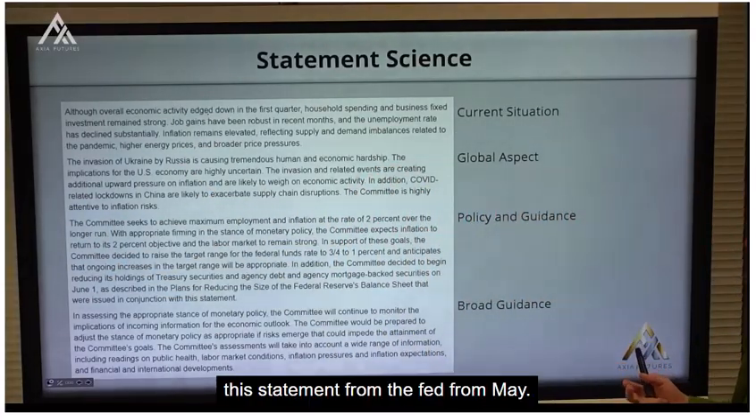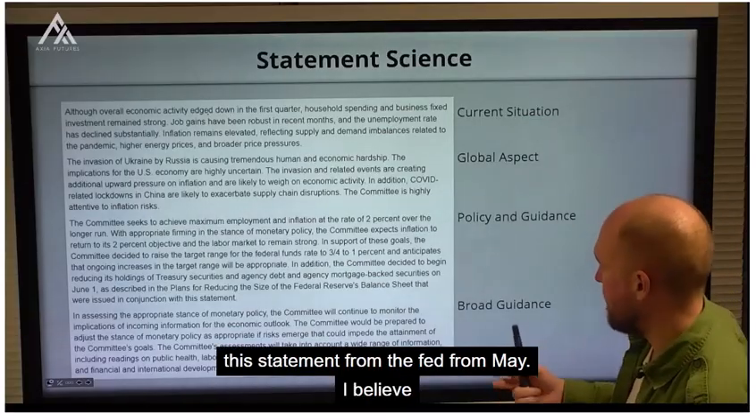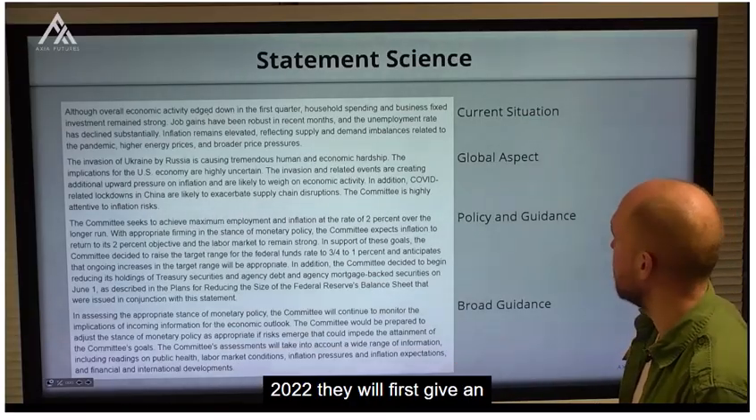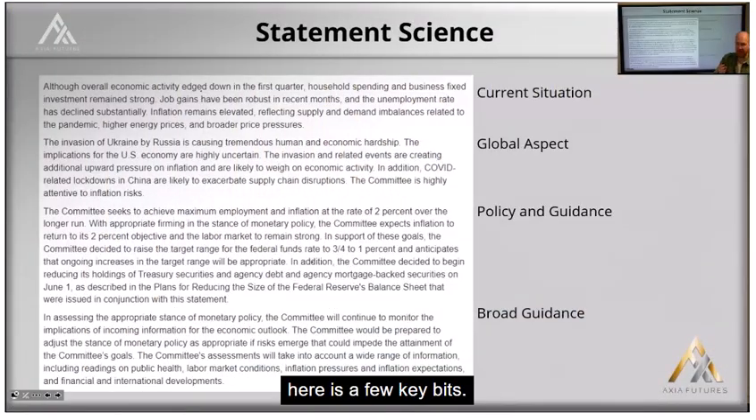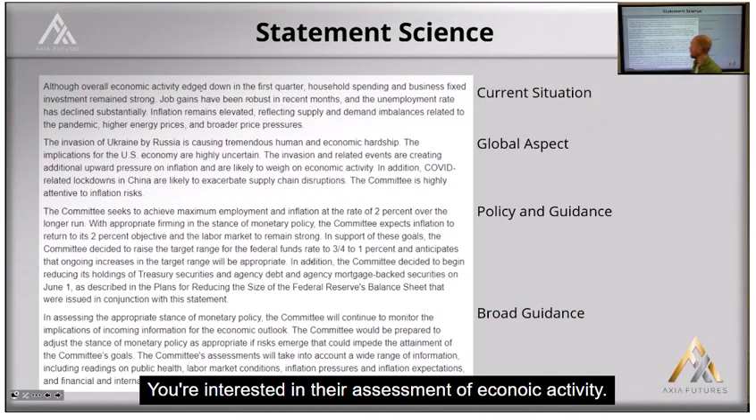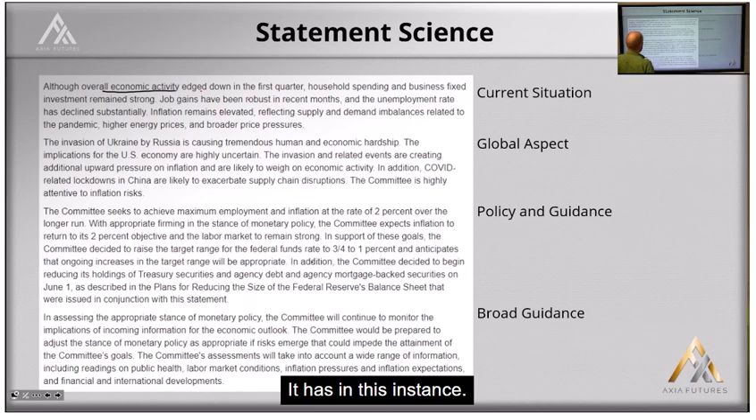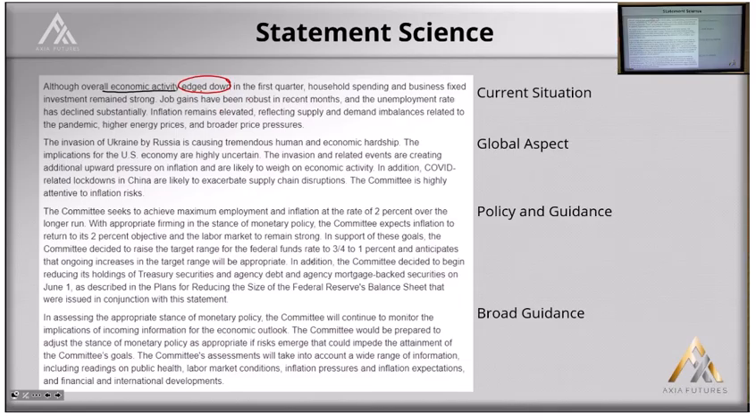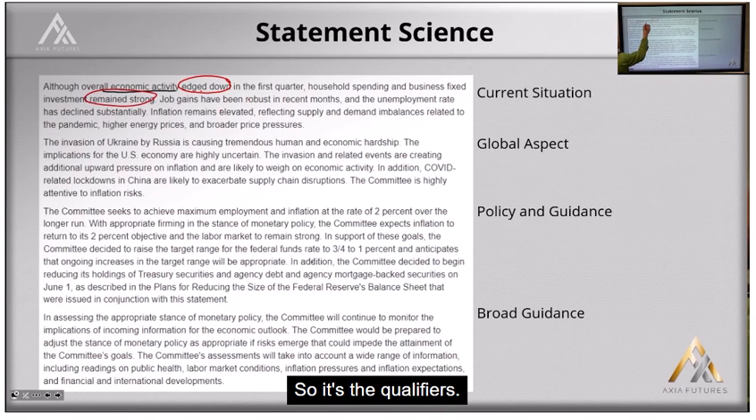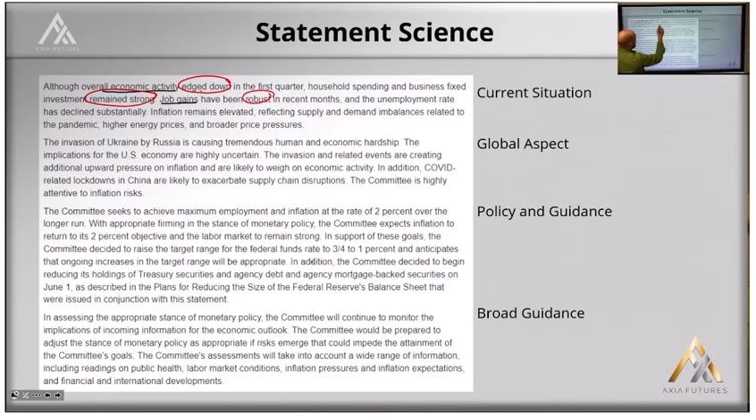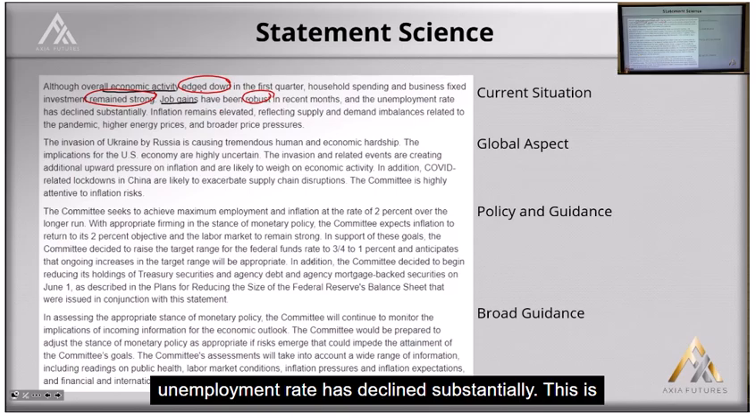This is a statement from the Fed from May, I believe, 2022. They will first give an indication of the current situation. Now, what you're interested in here is a few key bits. You're interested in their assessment of economic activity. It has, in this instance, edged down. Household spending and business fixed investment remain strong. So it's the qualifiers. Job gains, robust. Unemployment rate has declined substantially.